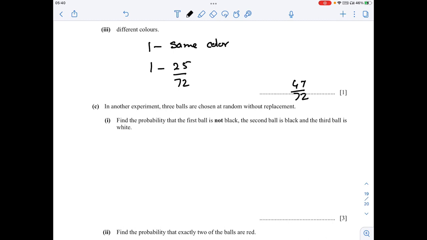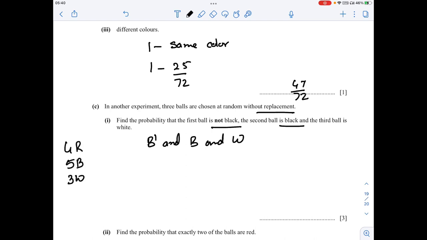Coming to part C, in another experiment, 3 balls are chosen at random without replacement. Find the probability if the first one is not black, and second one is a black, and the third one is a white. When the first one is not a black, what is the composition? 4 red, 5 black, 3 white we have. It is not a black means it can be a red, so it can have two options. It can be a red or it can be white. The first one is not black, so he hasn't told anything. So it is not a black, it can either be red or white.